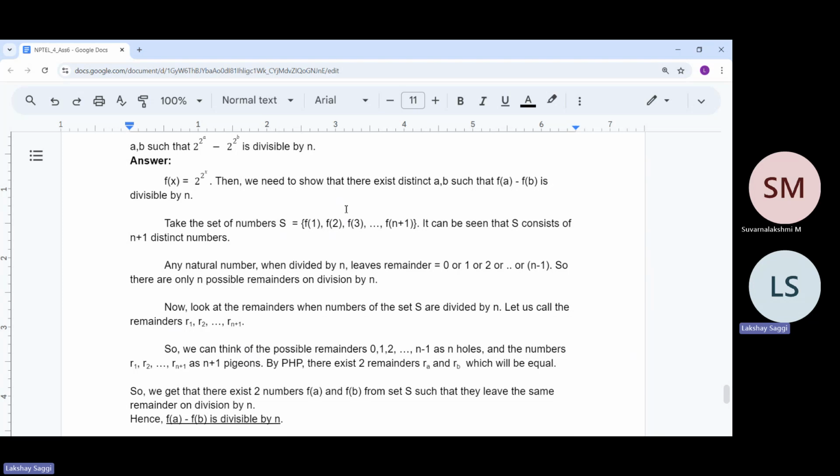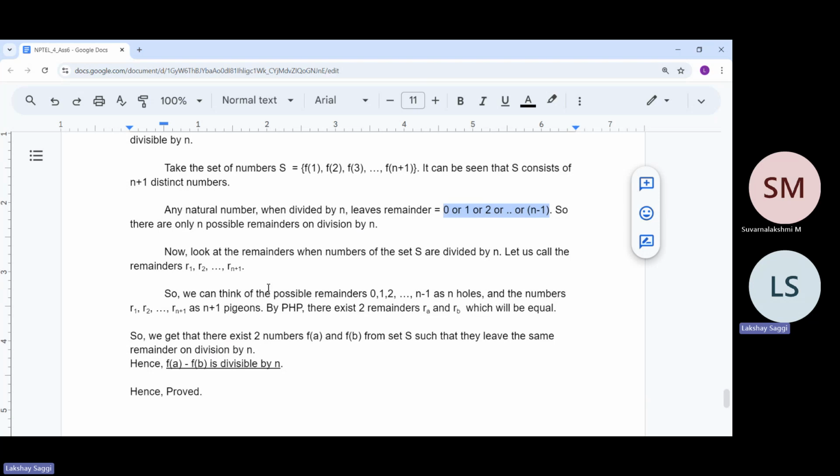We took a function, we took it at n plus 1 different values, and then we took all the possible remainders, and we showed by pigeonhole principle that at least one remainder will occur twice. And as soon as one remainder occurs twice, then the difference of those two numbers, FA and FB, will be divisible. So this is the high level idea.